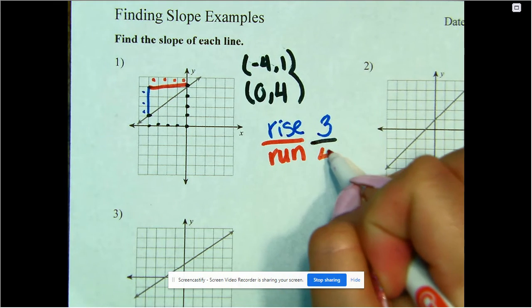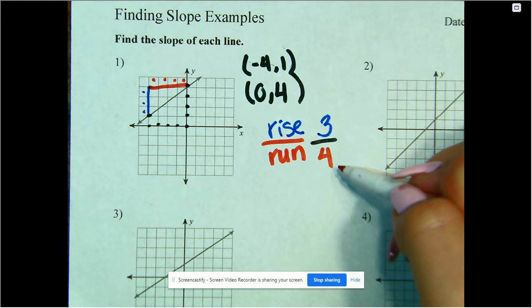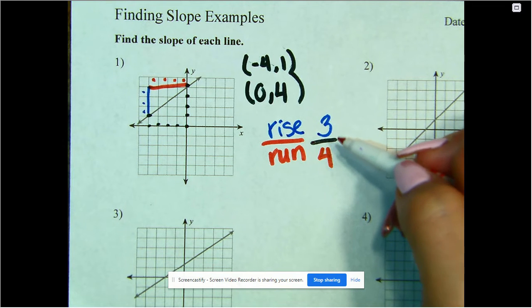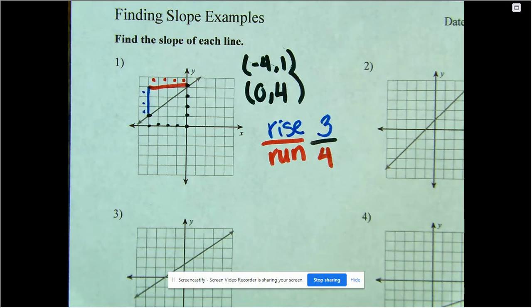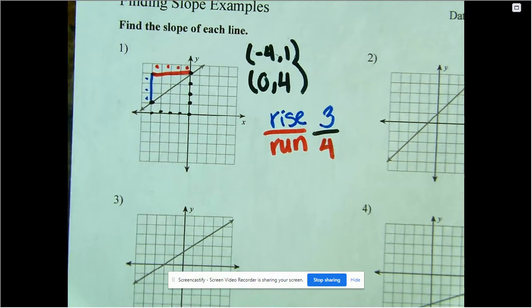So my slope is 3 over 4. This cannot simplify any further. I'm going to leave it as a rise over run in this particular case. This does not need to be changed into a decimal.